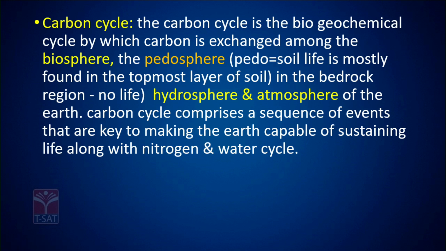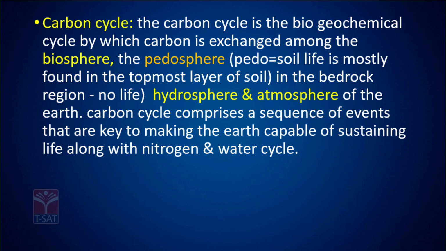The first example of such is the carbon cycle. The carbon cycle is the biogeochemical cycle by which carbon is exchanged among the biosphere, the pedosphere (pedo means something related to soil), the bedrock, the hydrosphere and the atmosphere. So the carbon is circulated to these different spheres in the carbon cycle of the earth. Let us discuss how it happens.